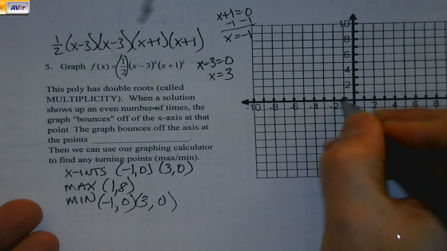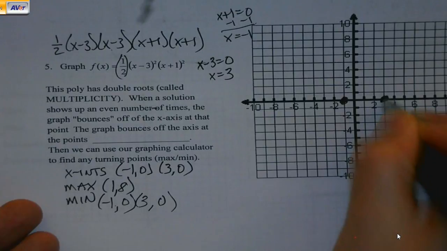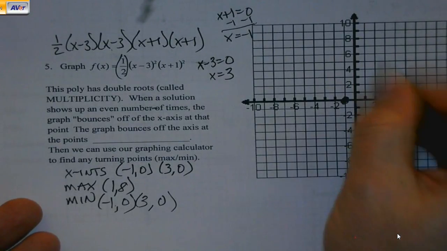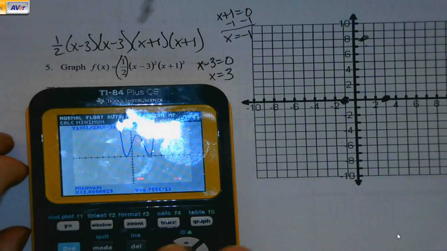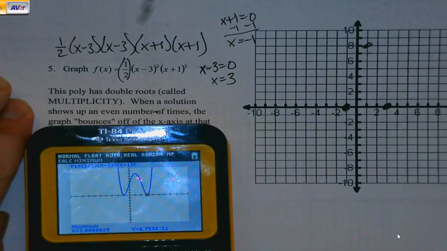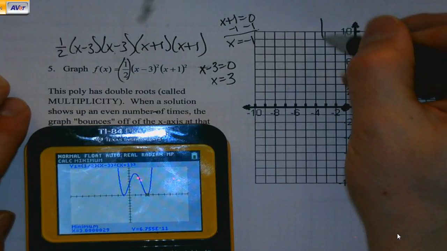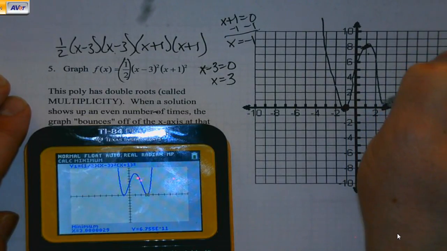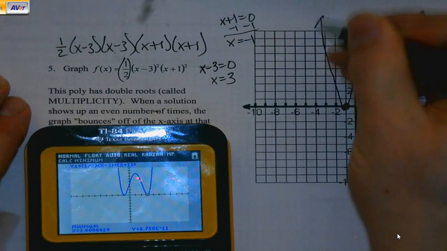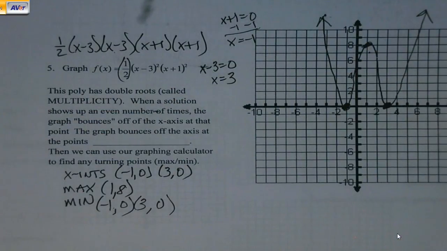So I plot my points. I don't have a lot of them to work with, which is why having the calculator here is kind of helpful. Get my bounce, get my max, get my bounce. And we're good.